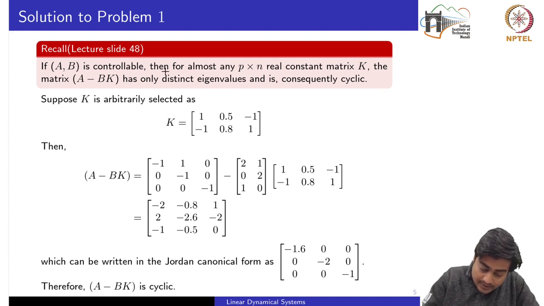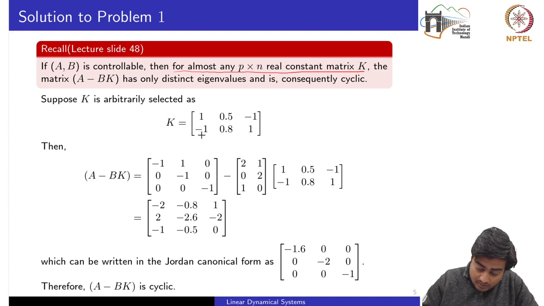Recalling this result again, it says that almost any real constant matrix K of appropriate dimension could ensure the cyclicity of the matrix A minus B times K. So here we select K as an arbitrary matrix, this one, and then compute A minus B times K, which happens to be this matrix, and we can write this in Jordan canonical form. We see that all the eigenvalues are placed on the diagonal, and therefore this matrix is a cyclic matrix. Okay.